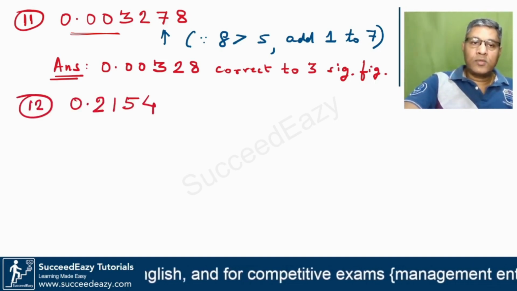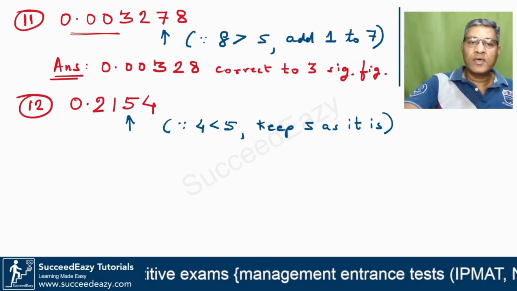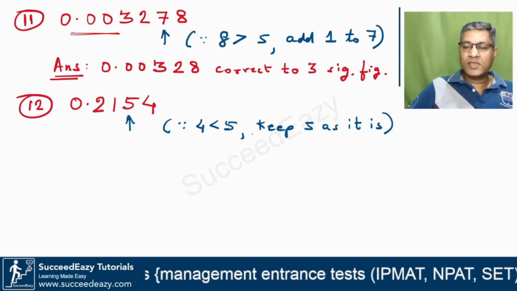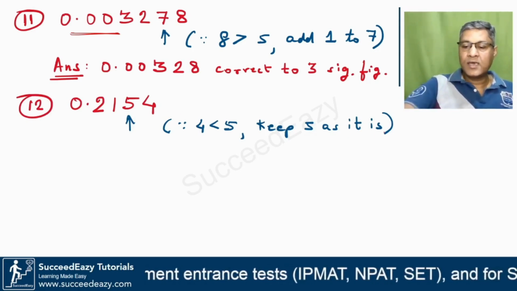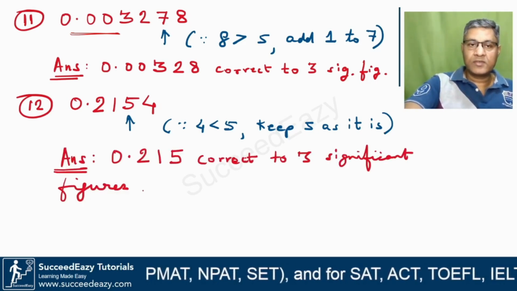Let's do the 12th example, 0.2154. The third significant digit is 5. The following digit is 4. Since 4 is less than 5, keep 5 as it is. And what you get is 0.215 correct to 3 significant figures.